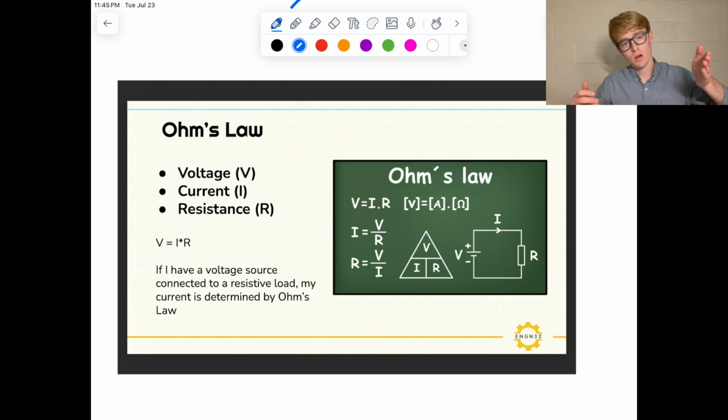Alternatively, I could set my current and then I'd have my resistive load, and then voltage would be determined by the law. So different things to think about here, but just keep in mind that there is this relationship, and we'll come back to this in our example problems, especially when we do nodal analysis.